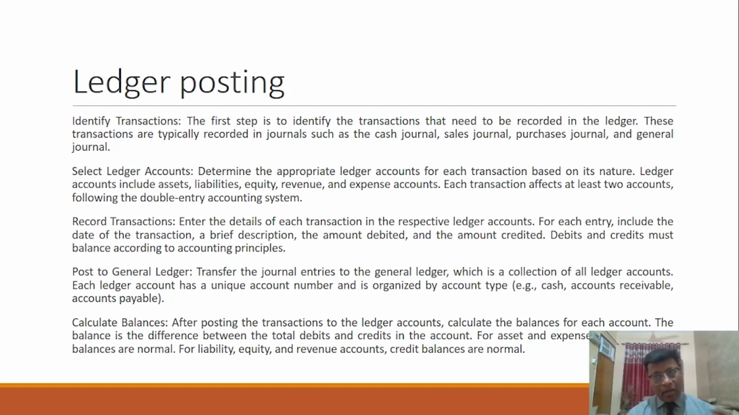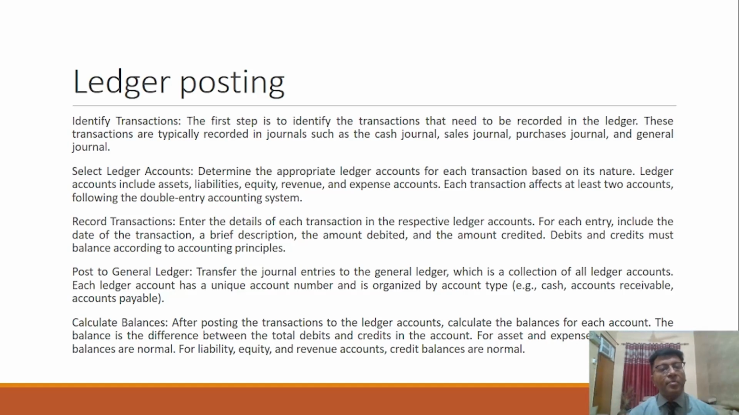Now I would like to focus on ledger posting. Exactly what are the steps when it comes to ledger posting? You have already recorded the business transactions in the journal. Now it comes to posting those transactions from the journals to the ledger. So the very first step is identifying the transactions. The first step is to identify the transactions that need to be recorded in the ledger.